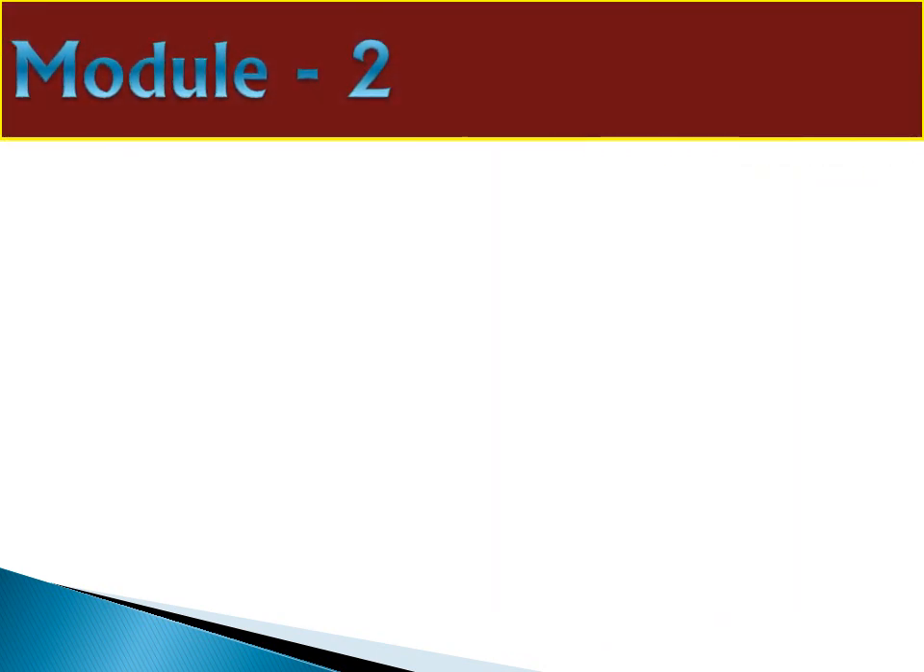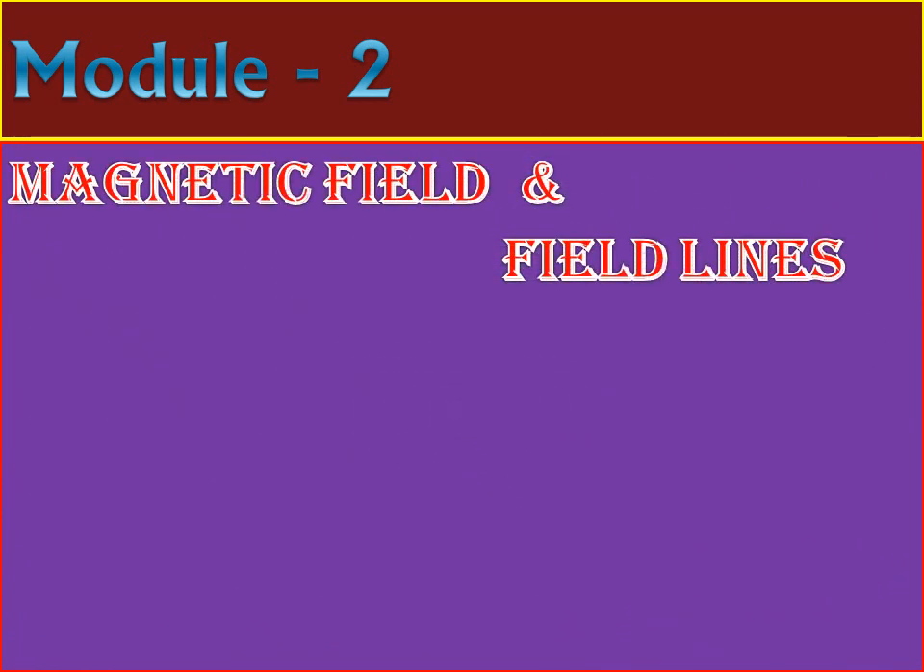You have learned the last module. In that module, you have learned the definition of magnetic effect of electric current and Oersted's experiment. Today, we are going to discuss about magnetic field and field lines.